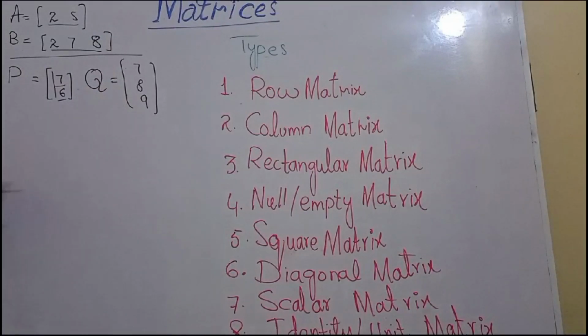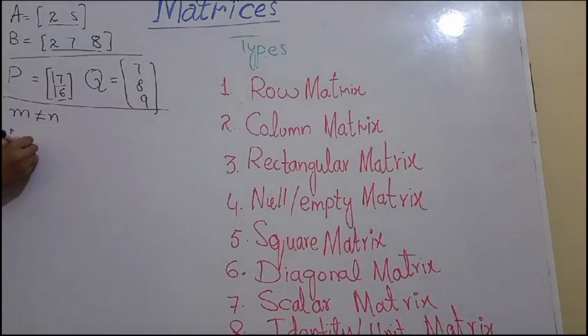Now friends, moving toward the next one, the rectangular matrix. For a rectangular matrix, there is a condition. As we have learned, the total number of rows is denoted by small m, and the total number of columns is represented by small n. The condition for a rectangular matrix is that m is not equal to n, which means the total number of rows is not equal to the total number of columns. Any matrix where the number of rows and columns are not the same is a rectangular matrix. Let's take an example.